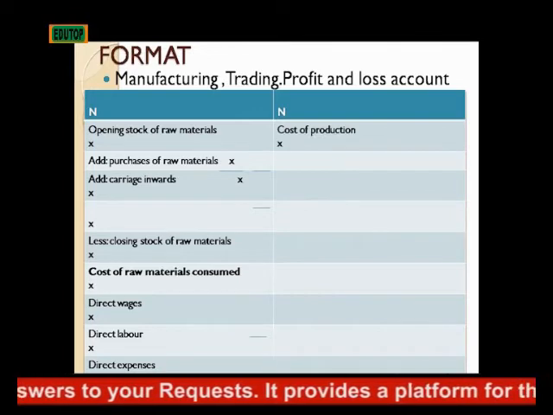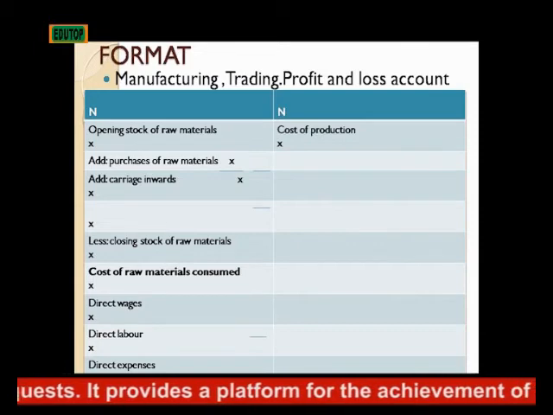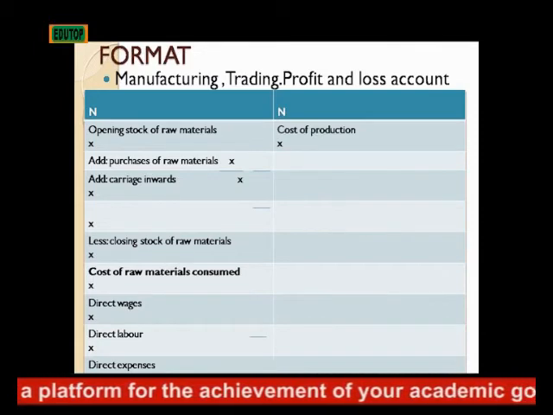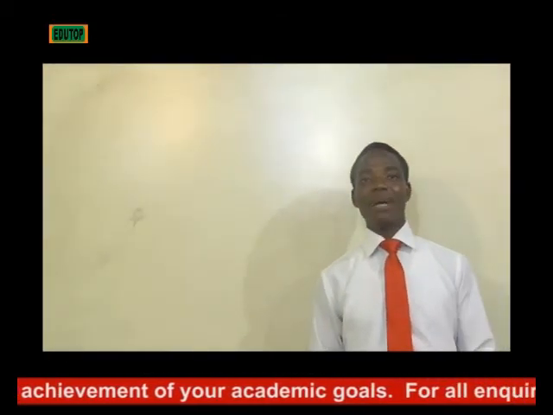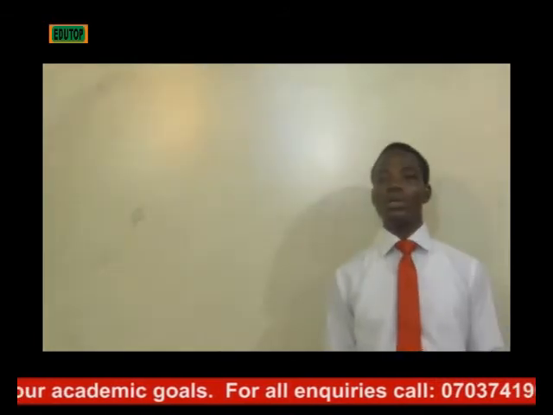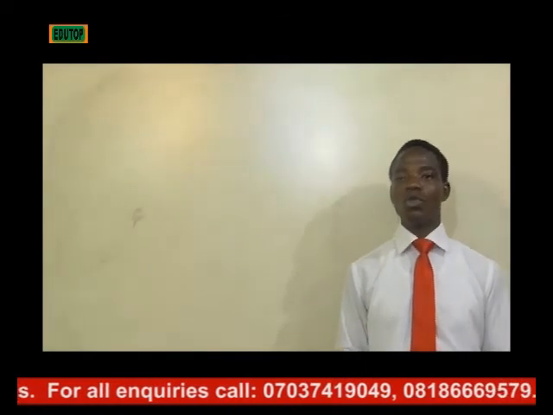Then you have direct wages, direct labor, direct expenses, royalty, excise duty, copyright, which are classified as the prime cost. Prime cost is direct materials, direct wages, and direct expenses, and you can take it as the prime cost. So here we have the prime cost at the end of the day.